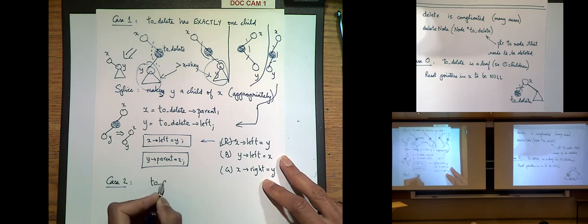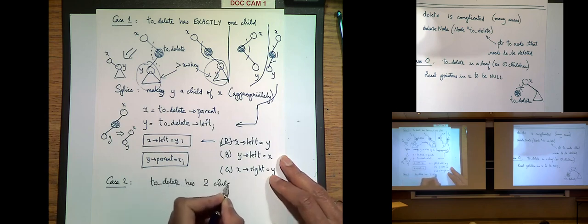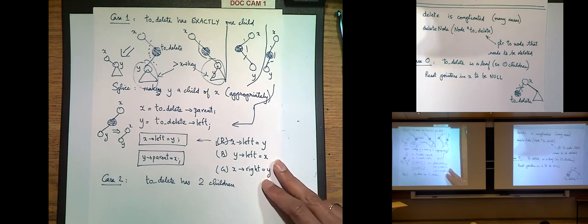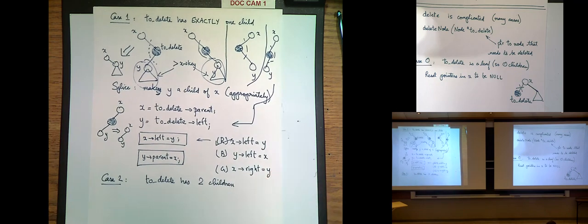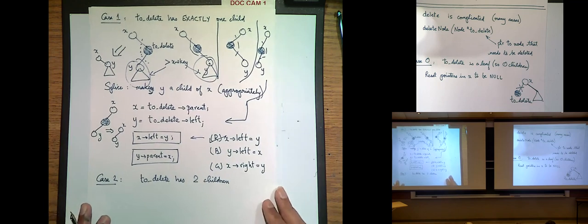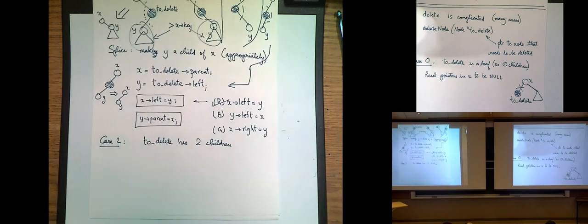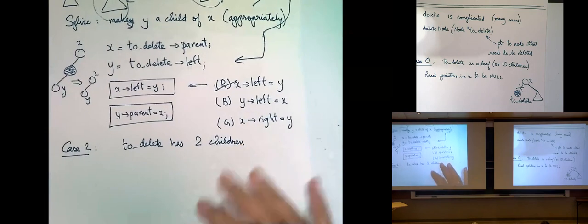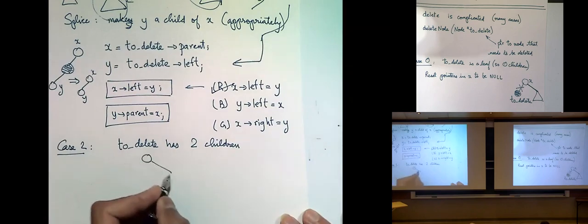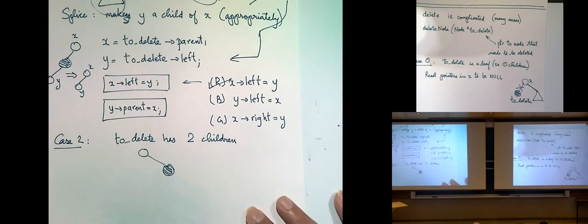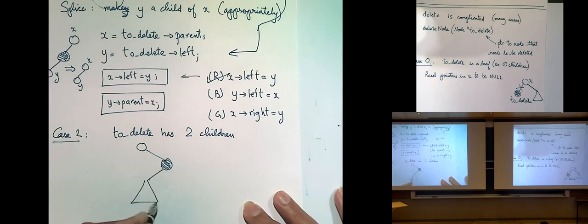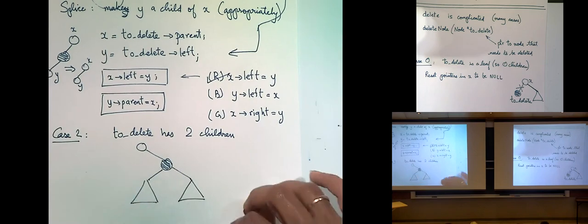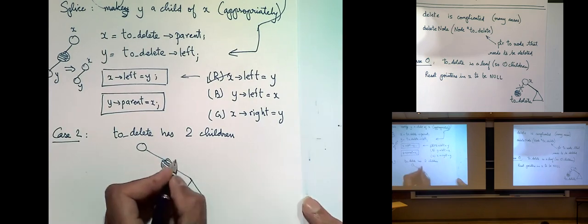So the painful one is when 2 delete has 2 children. And I promise you, I'm not going to make you do this in the test, right? I'm going to give you the code to delete from a binary search tree. I don't think I've ever heard someone asking that in an interview, because it's a lot of work. Okay, so here's the situation that we need to worry about. And this is 2 delete.